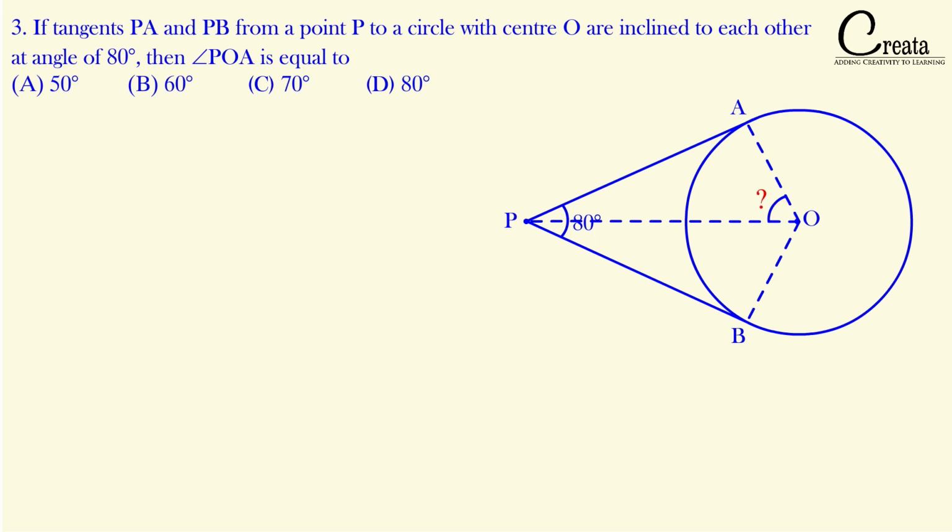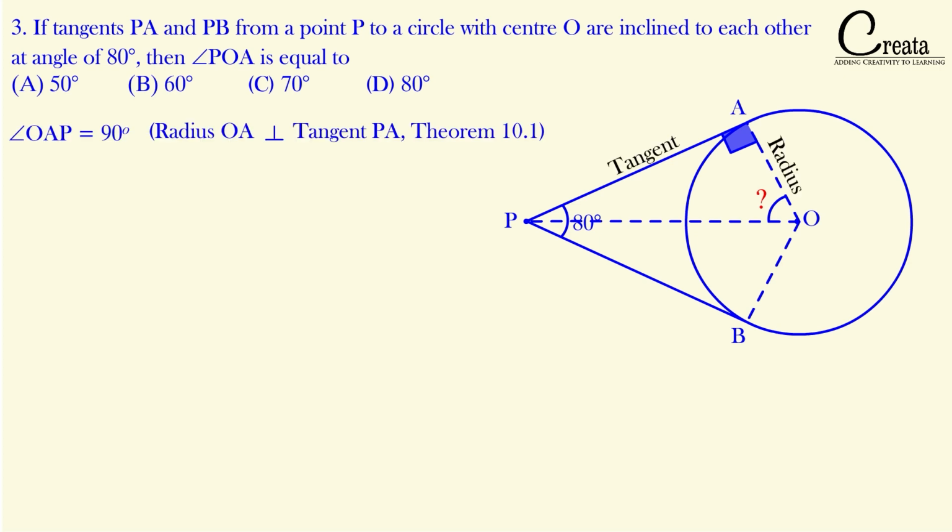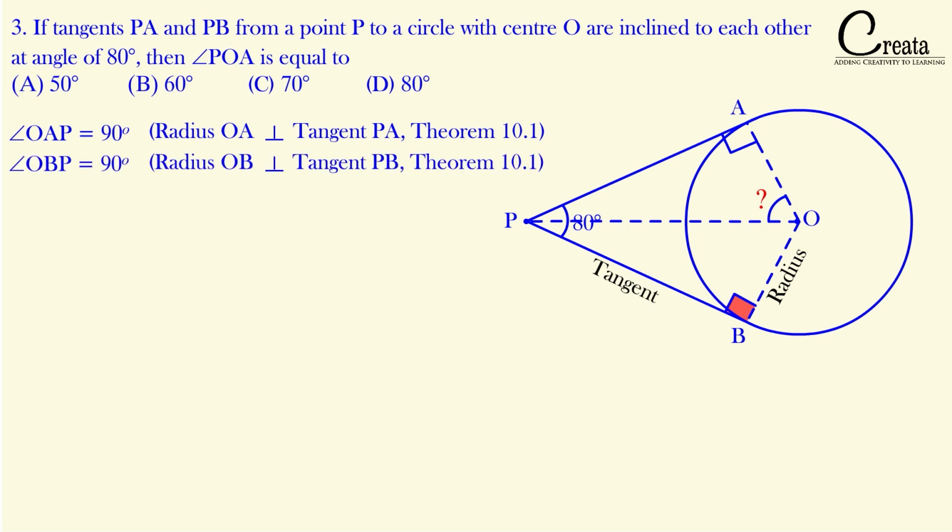Here also we will start with theorem 10.1, that is, the radius and tangent are perpendicular to each other. So this angle will be 90 degrees. This is the radius and this is the tangent, so this angle will be 90 degrees. Similarly, this is the radius and this is the tangent, so this angle will also be equal to 90 degrees.